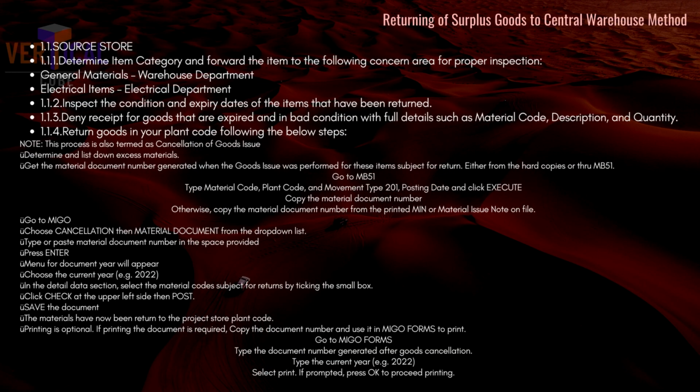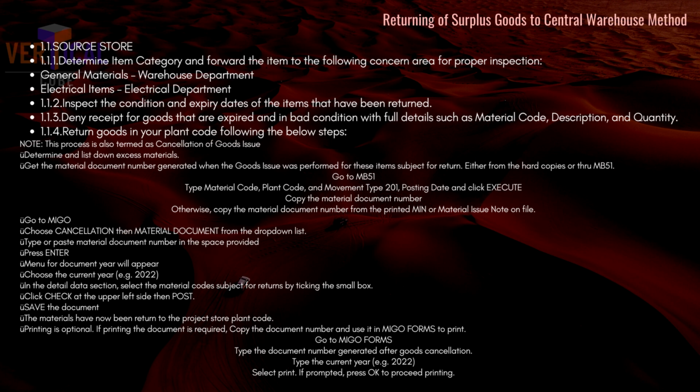Returning of surplus goods to central warehouse method. 1.10 Source Store. 1.10.1 Determine item category and forward the item to the following concern area for proper inspection. General Materials, Warehouse Department. Electrical Items, Electrical Department. 1.10.2 Inspect the condition and expiry dates of the items that have been returned. 1.10.3 Deny receipt for goods that are expired and in bad condition with full details such as material code, description, and quantity.